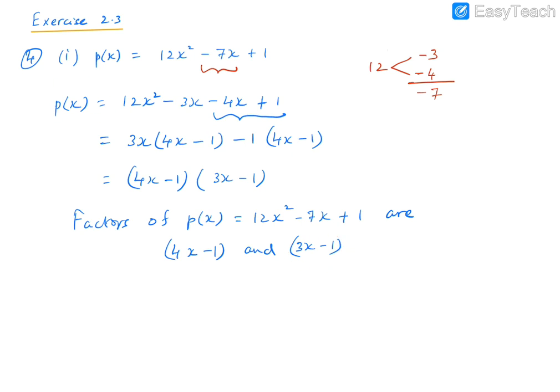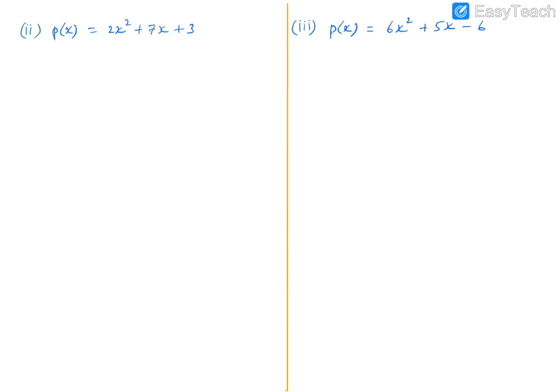And if we had to find the zeros of the polynomial, we just have to equate the factors to 0 and solve for x. So if we equate this to 0 and solve, we will get x equal to plus 1 by 4, and in this case x equal to plus 1 over 3. Again, that is if we need to find the zeros. Let's keep our attention fixed on finding the factors only for now.